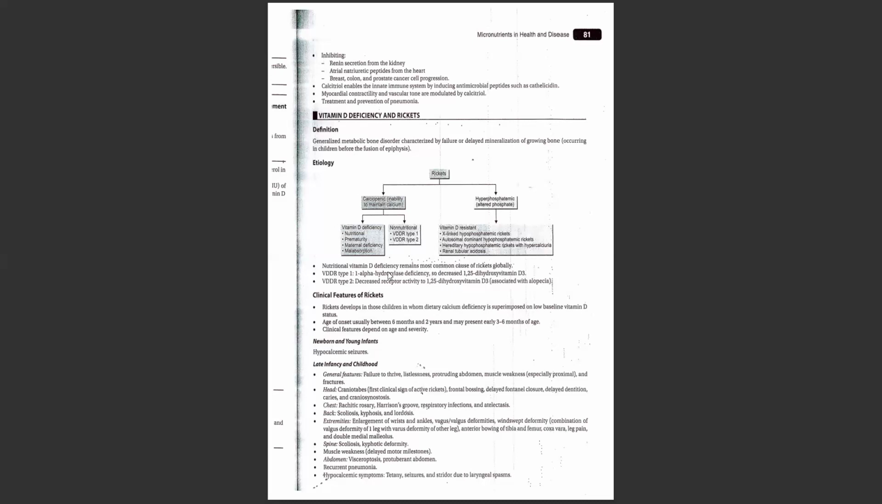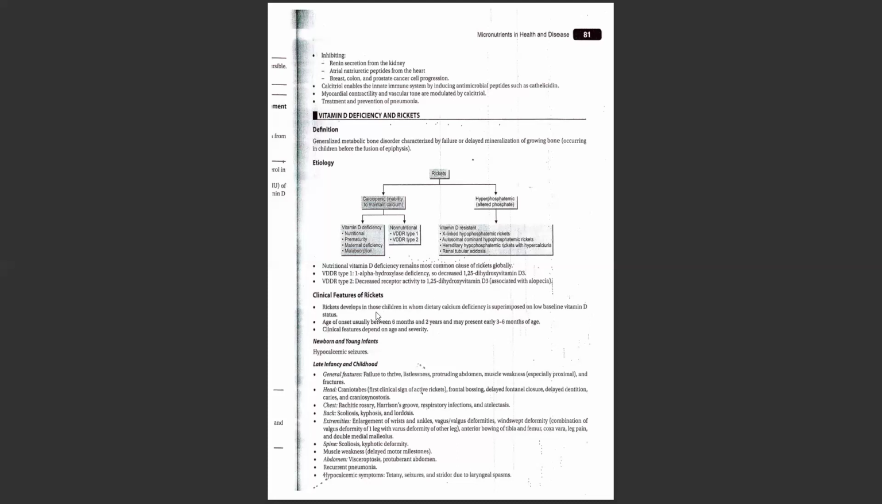So in the case of the non-nutritional rickets of the calcipenic variety, we have vitamin D dependent rickets type 1 and type 2. In type 1 there is deficiency of this enzyme, but in type 2 there is decreased receptor activity. This should be kept in mind. Type 1 is due to 1-alpha hydroxylase deficiency, and in type 2 there is no deficiency of an enzyme, but it is due to decreased receptor activity to 1,25 dihydroxy vitamin D3.